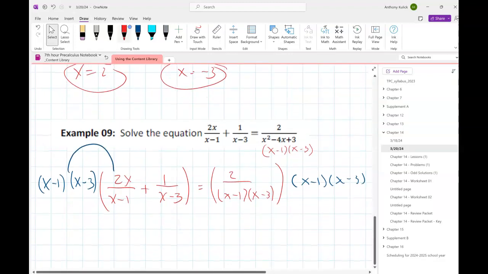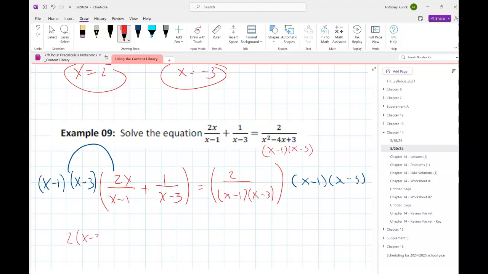What do I get when I do x minus 1 times x minus 3 times 2x over x minus 1? When I multiply x minus 1 times x minus 3 to 2x over x minus 1, what do I get? Not 2x over x minus 3, 2x times x minus 3. Because those would cancel out, right? So I'd be left with just the 2x times x minus 3.